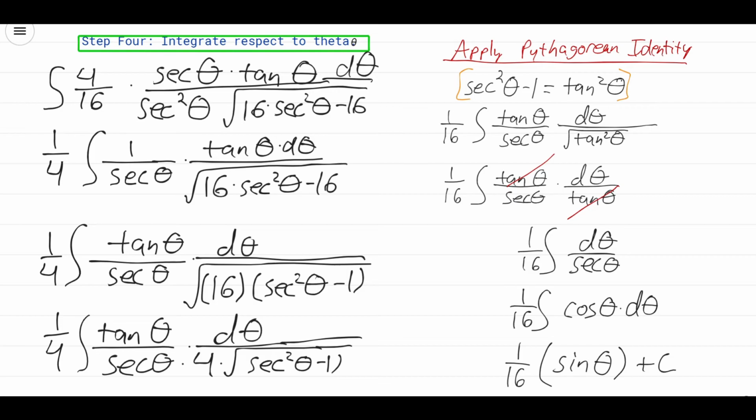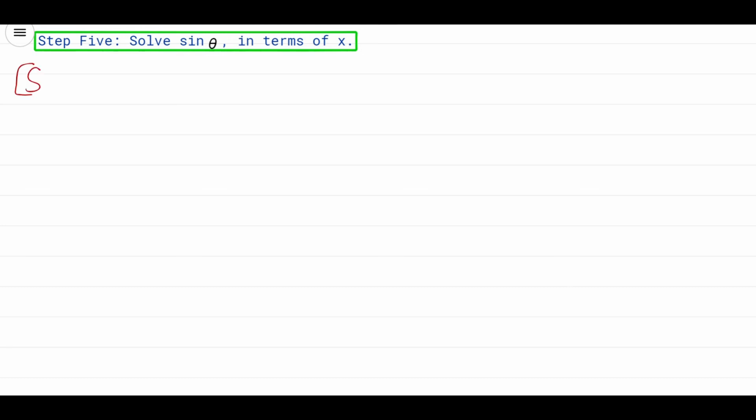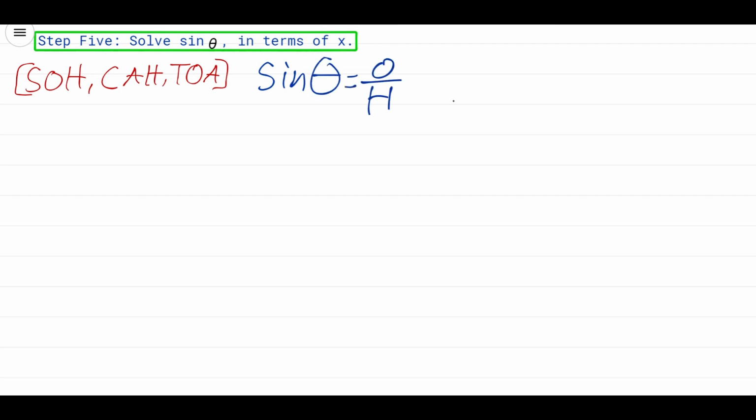But now that we have it in terms of theta, we need this to be in terms of x. So now we're going to go ahead and solve this sine theta in terms of x. To do this, we have to apply our SOHCAHTOA that you should be familiar with. I'm not going to go too much into detail what SOHCAHTOA means. So we know sine theta is equal to the opposite over the hypotenuse, O over H. And we're going to identify the opposite, adjacent and the hypotenuse, which variable is which.